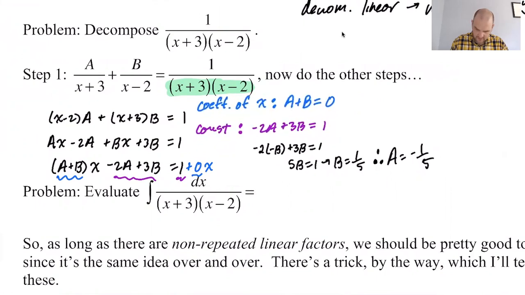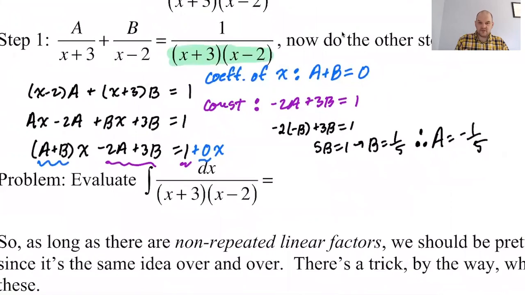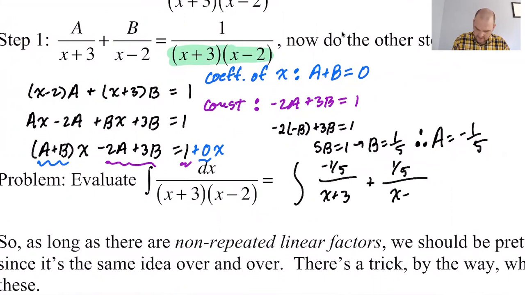Let me move this up and over. All right, it's kind of out of the way. So this original integral should be the integral of a, which was negative 1/5 over x plus 3, plus b, which was positive 1/5 over x minus 2, and then dx.